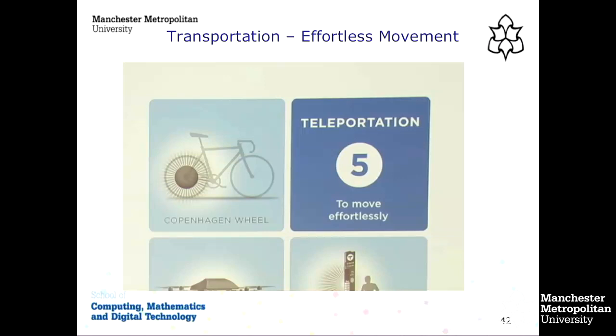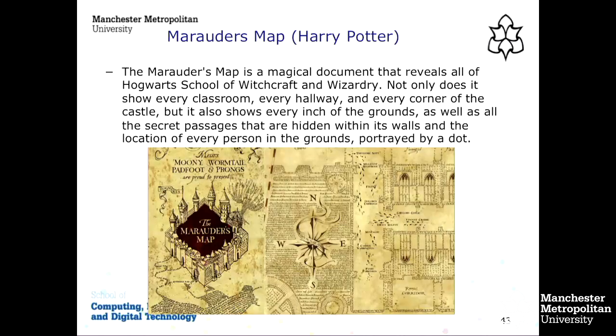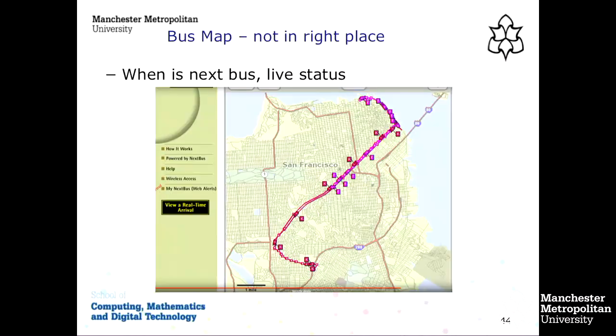There's a general idea of transportation as well, the idea of moving effortlessly. And going back to one of these other examples, the Marauder's Map, revealing every classroom, hallway, and all parts of the castle, where the secret passages are, where every person is, where all the baddies are, portrayed by a dot. To some extent we do have that sort of thing.